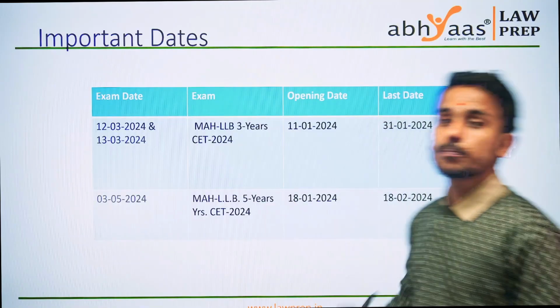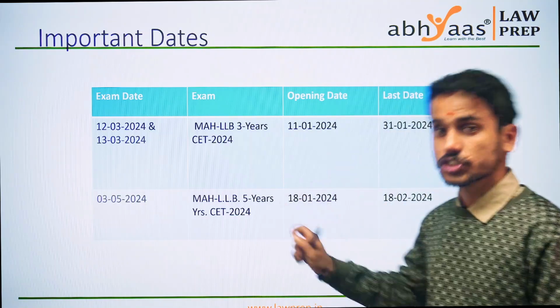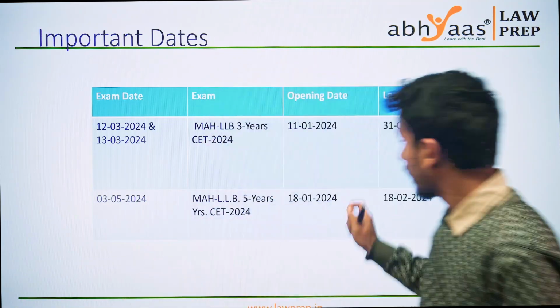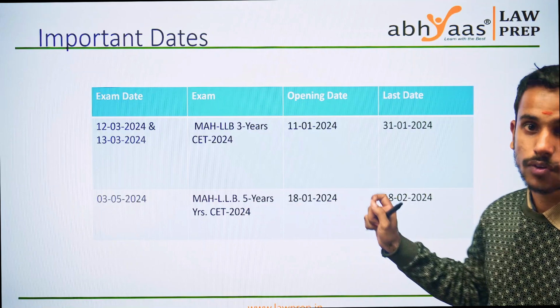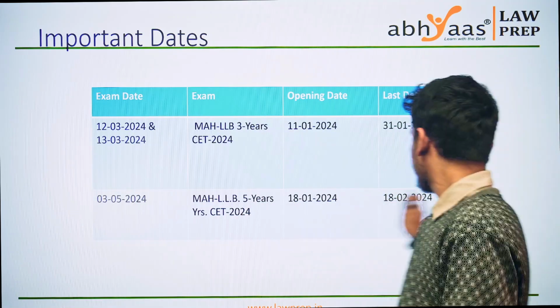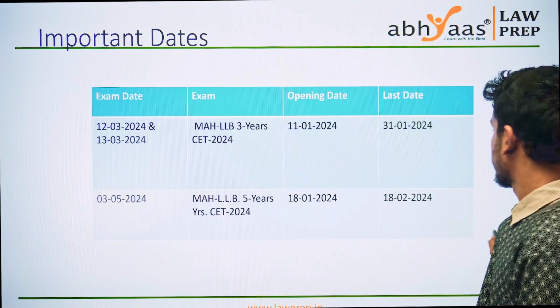Now, starting with the important dates, as you know, the notification for the registration of Maharashtra LAWCET of 5 years has already started, and it started on 18th of January 2024, and the last day to fill the application for this is 18th of February 2024, right?